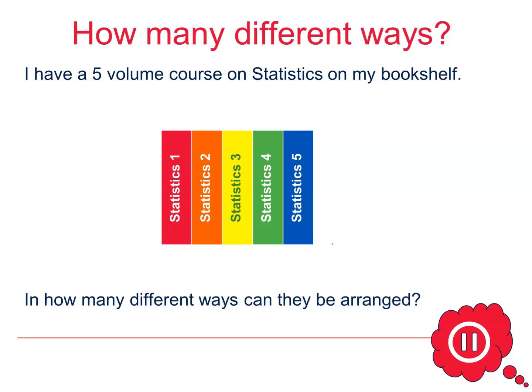I have a 5-volume course on statistics on my bookshelf. How many different ways can I order the books? Pause the video while you think about this. OK, this time I need all 5 options, but the order matters. There are 5 choices I could choose for the first volume, but then there are only 4 books left for me to choose for the second, and 3 for the third, 2 for the fourth, and then there's only 1 book left at the end. So that's 5 factorial arrangements altogether.